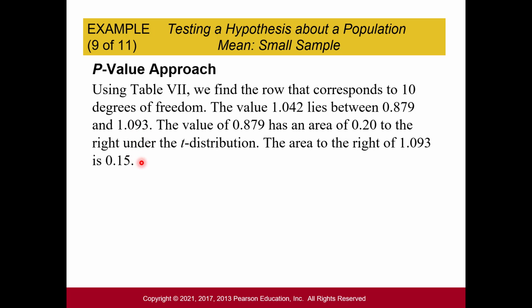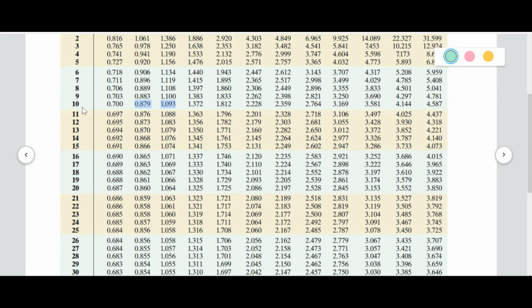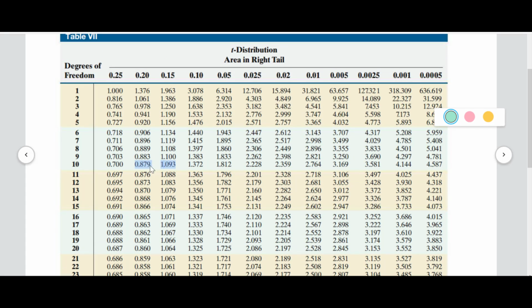So let's go jump over to our table real quick. Okay, so we have our t-distribution, and for 10 degrees of freedom, our t-value was 1.042, which is in between these two. And so if we go up, the corresponding areas in the right tail are 0.2 and 0.15. And so because this is a two-tailed test, we're going to double those values. Okay, real quick, let me go over to StatCrunch also to show you. But our p-value is going to be between 0.3 and 0.4 if we double these values.